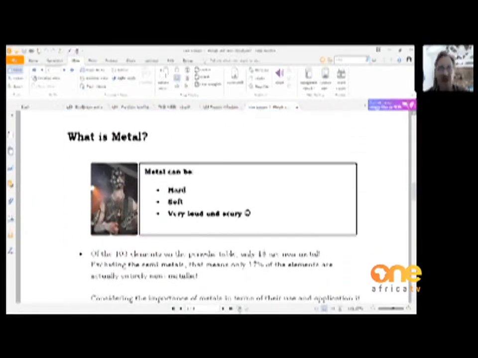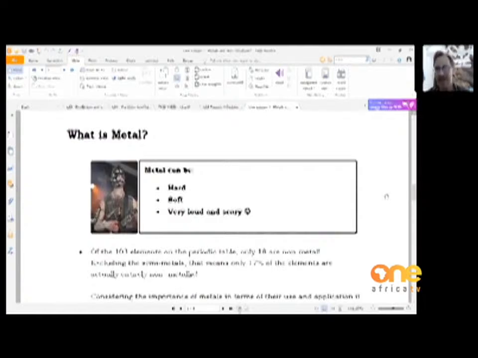So, we ask ourselves, what is metal? We know that metals can be hard if you consider metals like iron, molybdenum, tungsten. They are very tough metals. Metals can also be very soft.